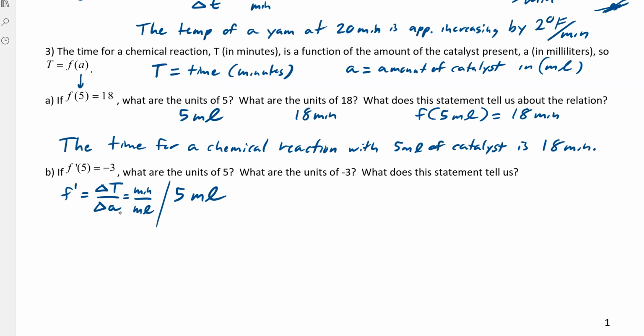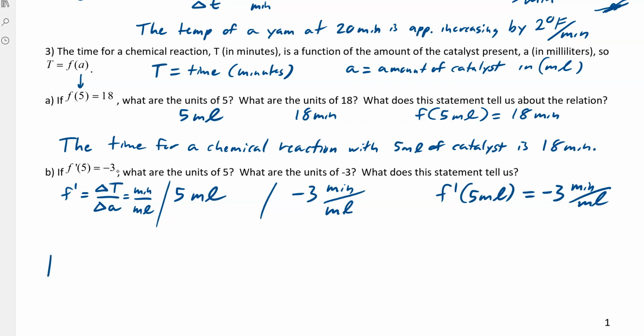So what are the units for 5? It'd be 5 milliliters. And then what are the units for -3? Well, our F prime is minutes per milliliter. So that would be -3 minutes per milliliter. So what does that statement tell us? So let's write it out. F prime of 5 milliliters is equal to -3 minutes per milliliter.